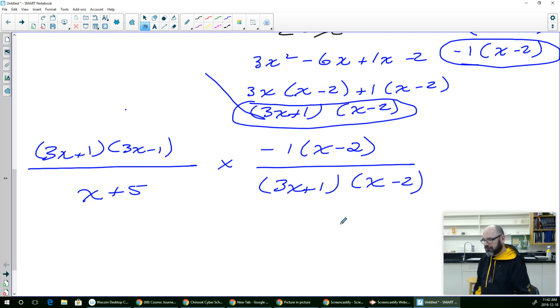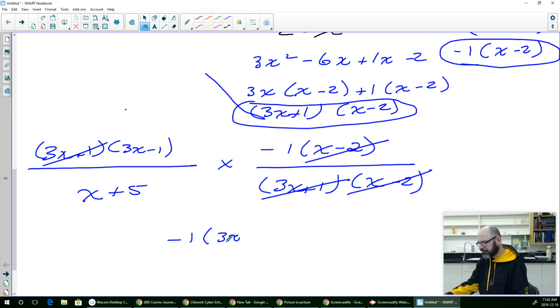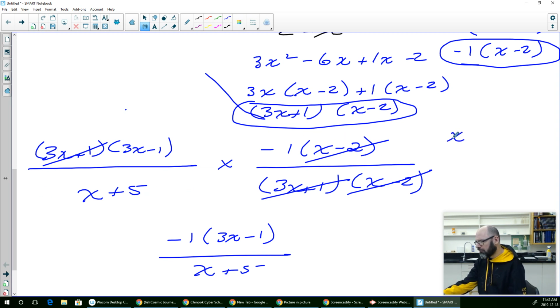Okay, so now what can we cancel out? We can take out one of these 3x plus 1's. And then this was a little bit tricky in that you have to use a -1 factor. We can cancel out. So this becomes -1 times 3x minus 1 and x plus 5. And that's your final answer there. For restrictions, it would be everything on the bottom plus this one on top as well. So x cannot be 2, x cannot be -1/3, and x cannot be -5.